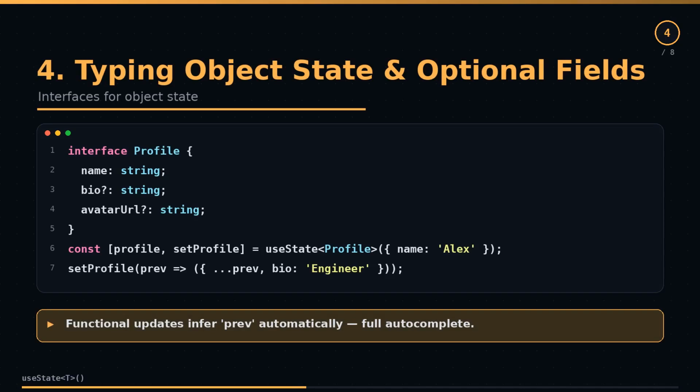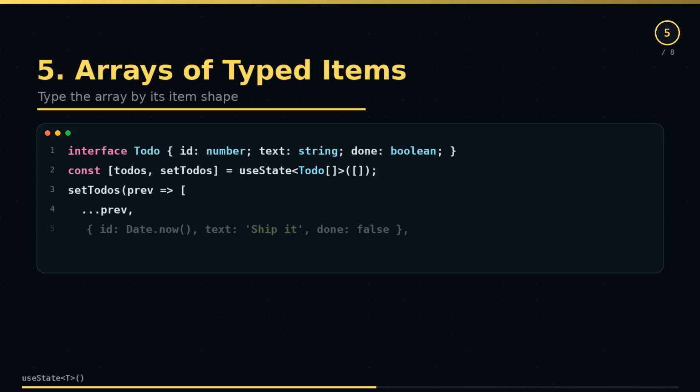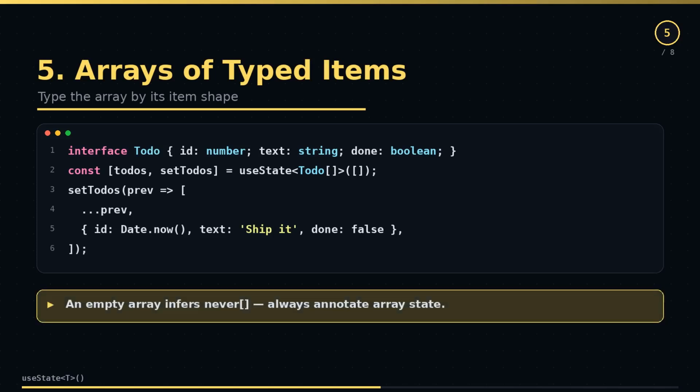4. Typing object state and optional fields. Object state usually needs its own interface, especially once some fields are optional or only appear after data loads. interface Profile {name: string, bio?: string, avatarUrl?: string}. const [profile, setProfile] = useState<Profile>({name: 'Alex'}). setProfile(prev => ({...prev, bio: 'engineer'})). Notice the functional update, prev => ({...prev, bio}). TypeScript infers prev as Profile automatically from the generic you already gave useState, so you get full autocomplete and safety on every field.